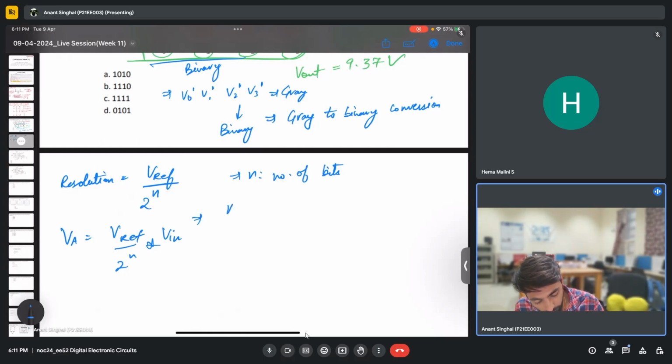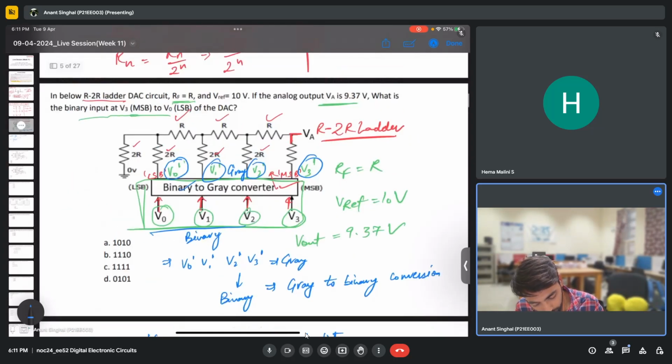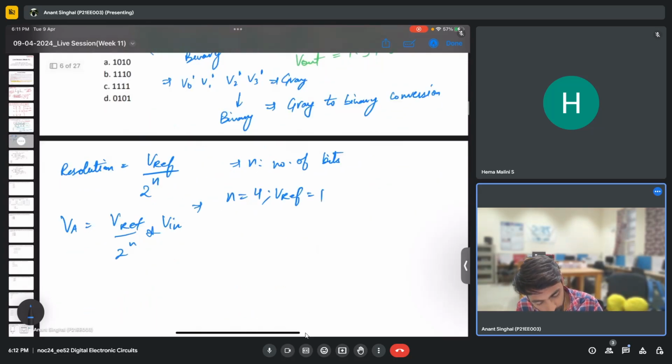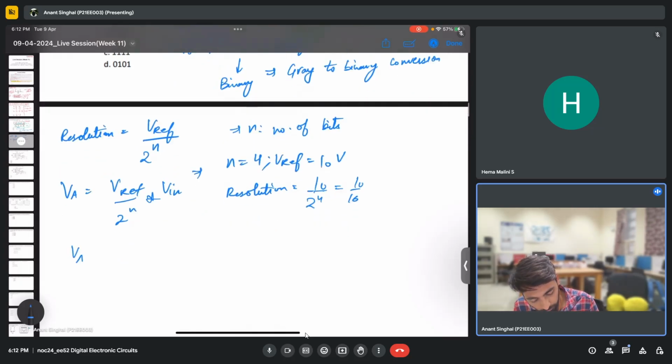So we'll calculate. n is, I guess, 4, because 4 bits are connected. V reference I've already written, it is 10 volts. So we'll calculate the resolution. It is 10 by 2 raised to 4, which will be 10 by 16. Then we'll calculate VA, which is 10 by 16 times V in.